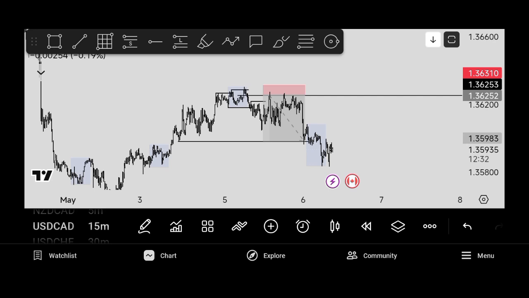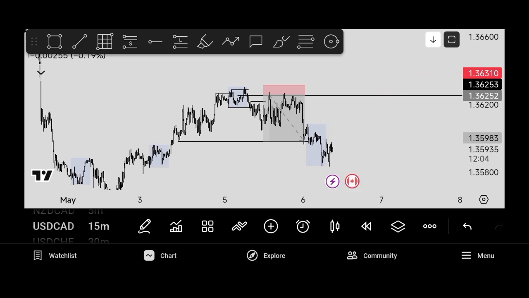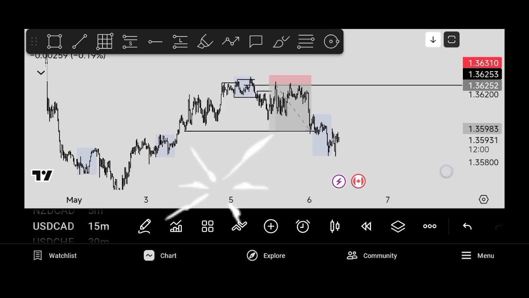So today I'm going to quickly explain to us how I was able to take this trade on USD CAD based on what I explained to us the other time on CRT. So if you haven't watched my former video, do well to check it out. I extensively explained how to properly trade CRT and what makes a CRT a valid one and what makes it not to be a valid CRT. So let's get into it now.